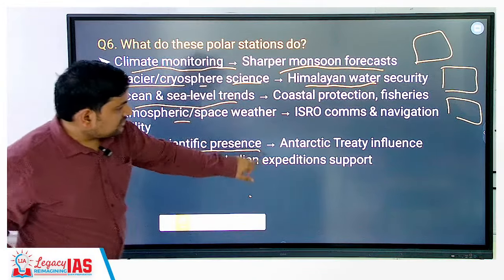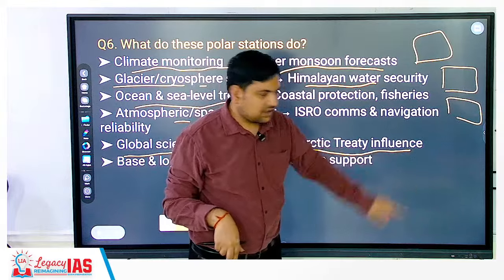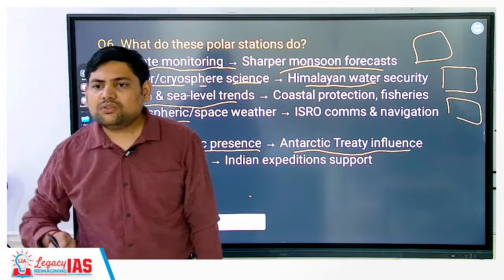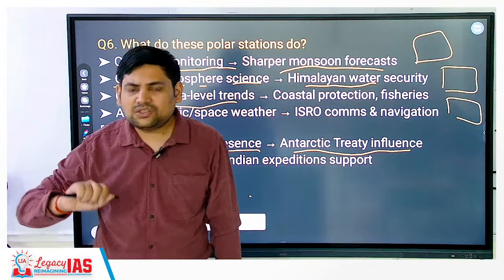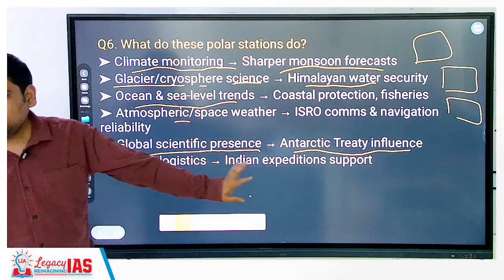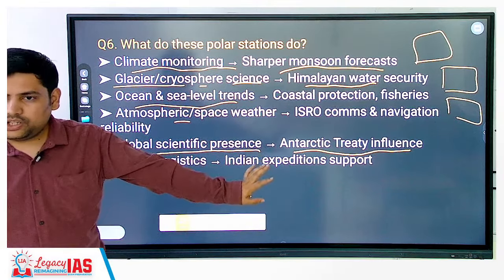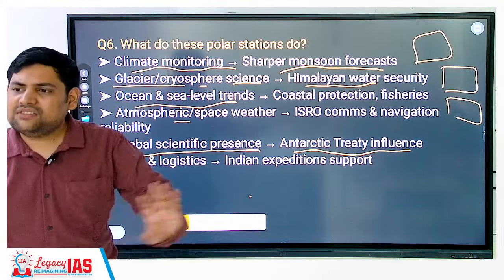Global scientific presence. Now we are part of the Antarctic Treaty also, and these are also sectors of influence in international politics. So there also, that's why we have a center there.